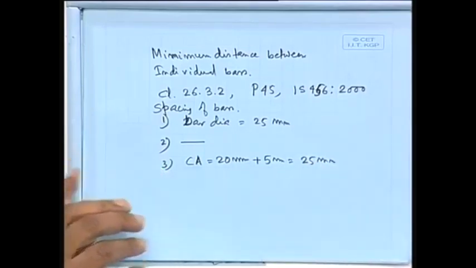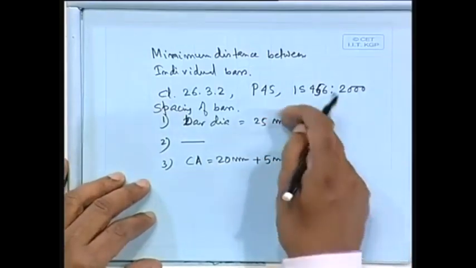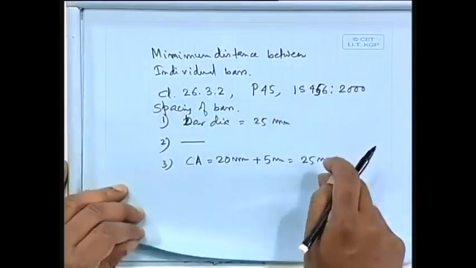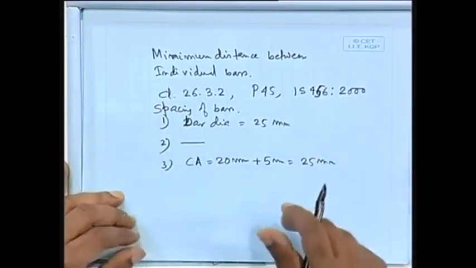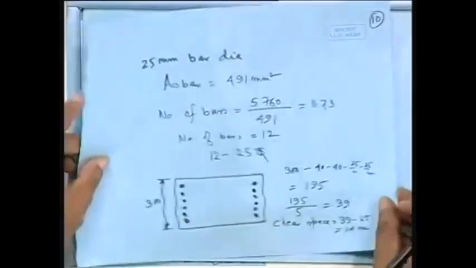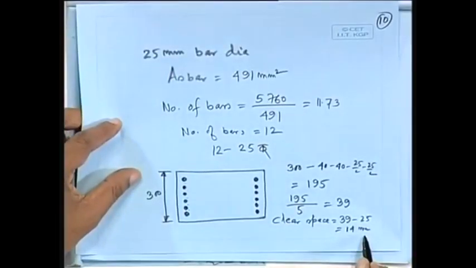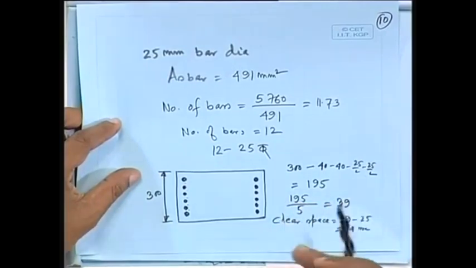So, what is the spacing then? Out of that, obviously it has come 25, 25 both, but anyway, whichever will be the maximum, that we have to choose, and it should not be less than that. But in our case what happened? In our case we have got only 14 millimeter. That means with this section we cannot provide, so we have to increase the section.